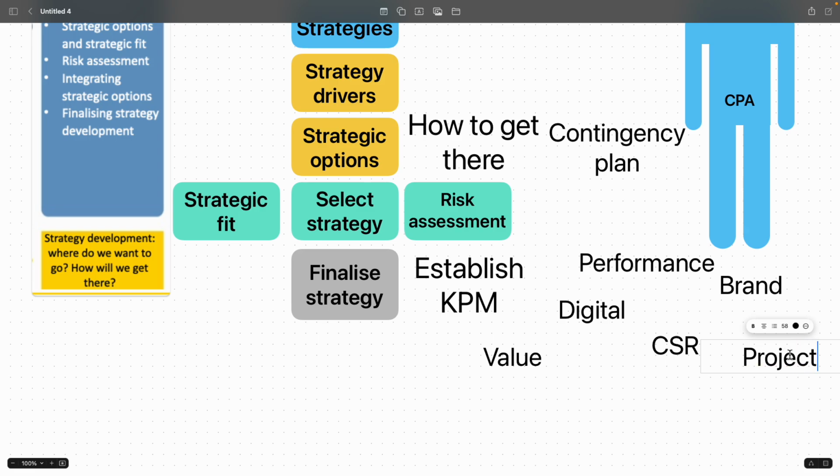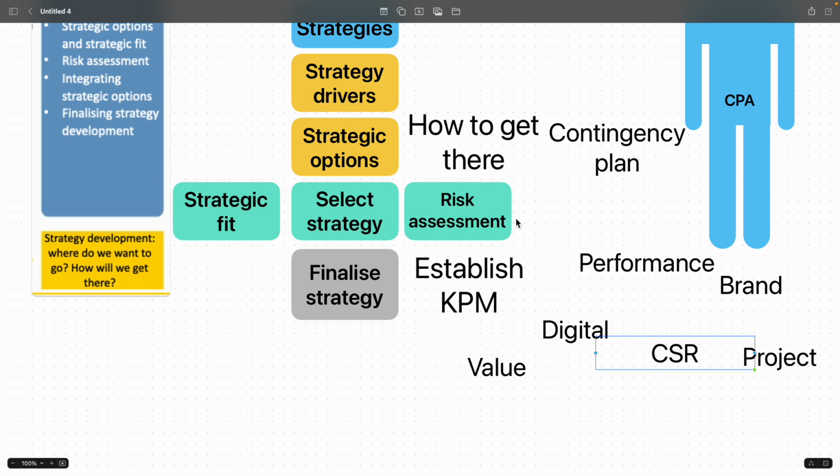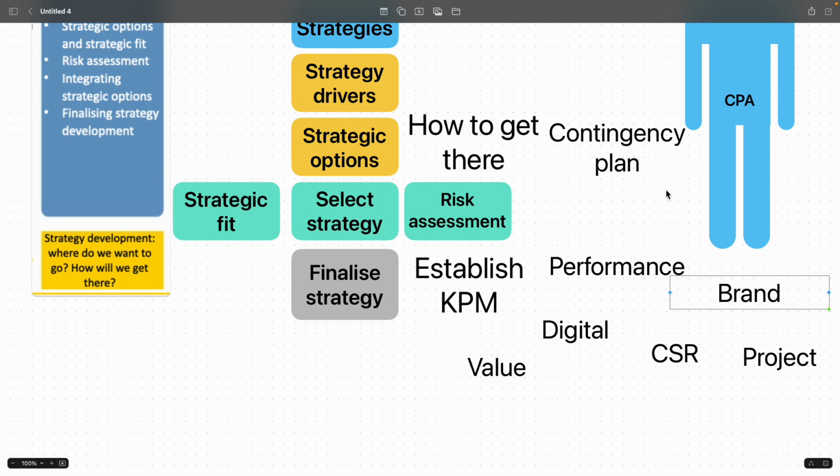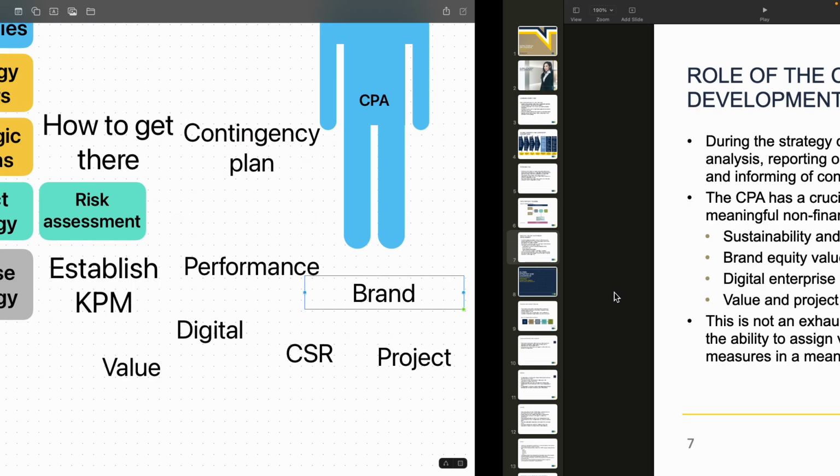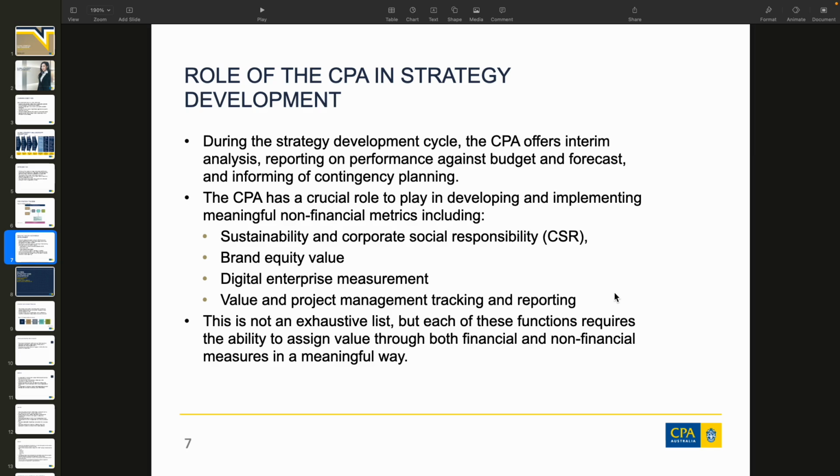So these are the areas where the CPA is getting involved, in terms of areas where established KPMs bring in a bit of performance. Specific areas where the CPA gets involved is this area when it comes to strategy. Of course, financial is still there, correct? Financial performance is still there, all right? So this is not an exhaustive list, but each of these functions requires the ability to assign value to financial and non-financial measures in a meaningful way. So coming up with measures is a critical idea.